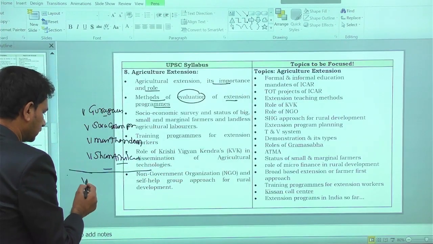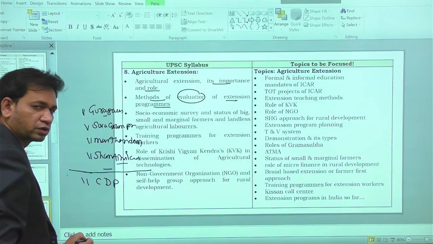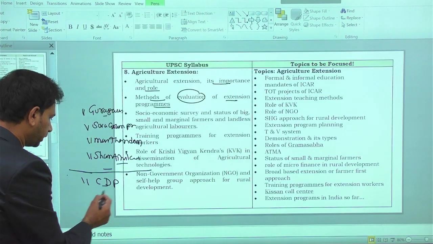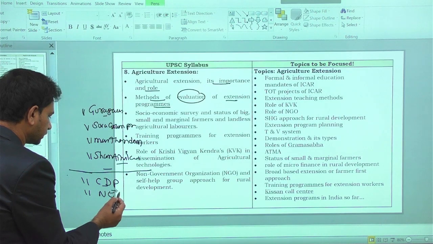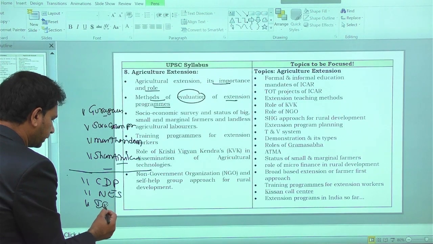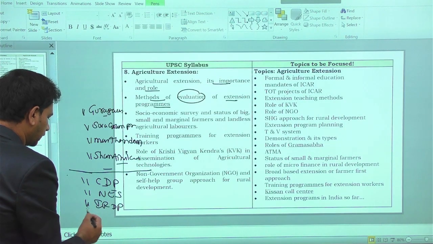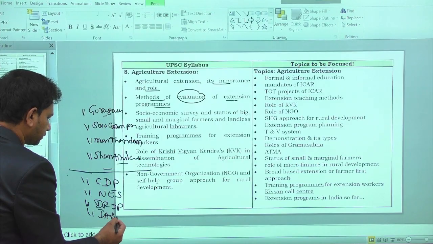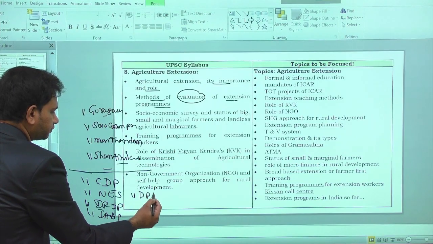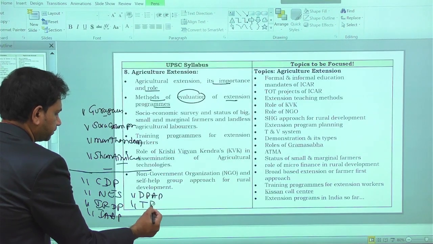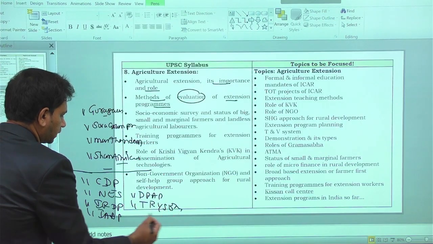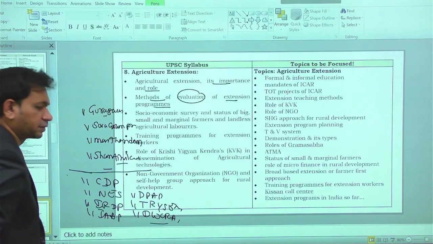Again, we got the first-ever community program, the Community Development Program, then the National Extension Service, then we got IRDP, IAAP, then DPAP, TRYSEM, and DWCRA, which are the best examples to define some kind of extension program.